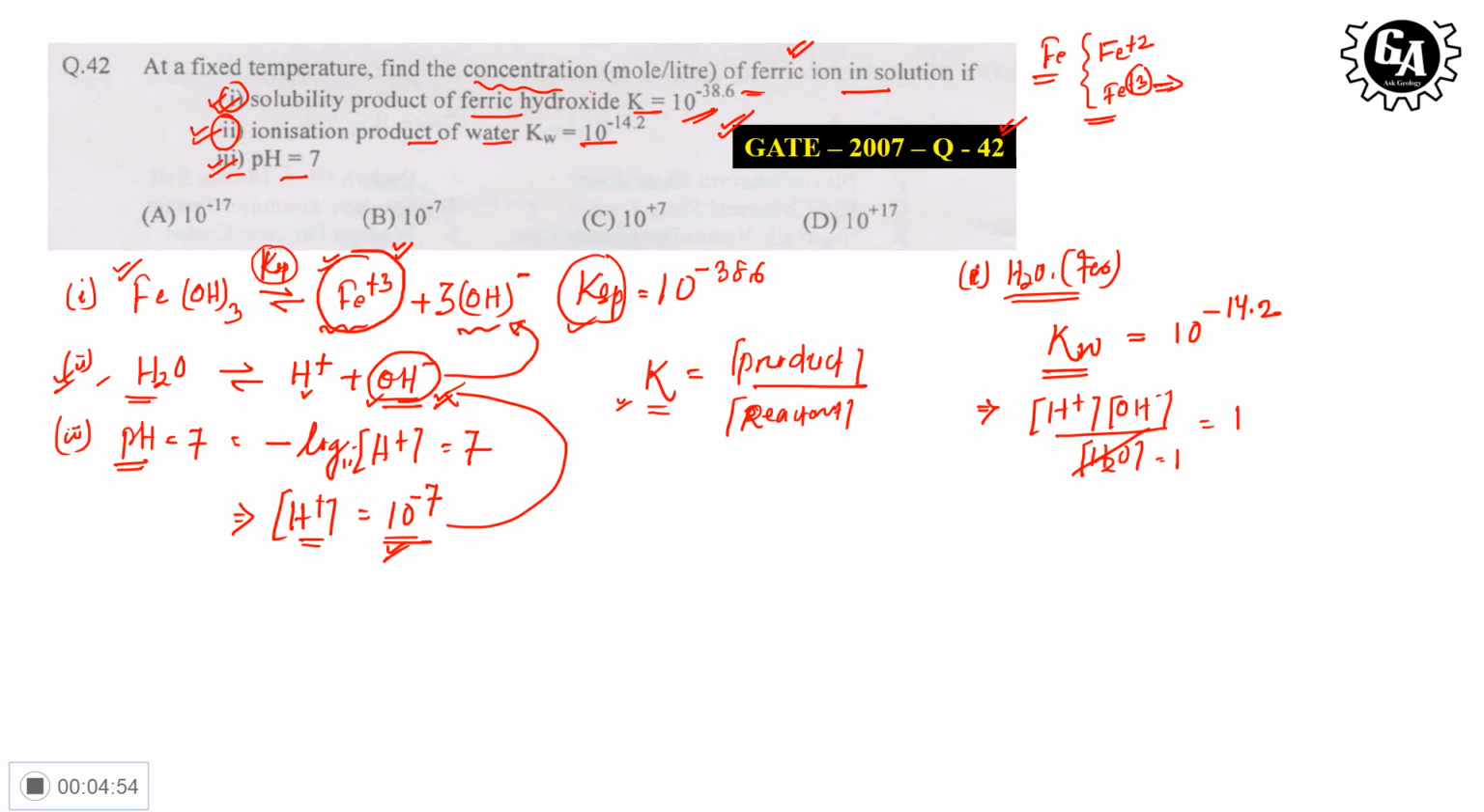So this is 10 to the power minus 14.2. And what is the H plus concentration? The H plus value we do have is 10 to the power minus 7. Just put this value. Okay, so OH minus will be 10 to the power minus 14.2 divided by 10 to the power minus 7. Okay, so simply what will be the answer?